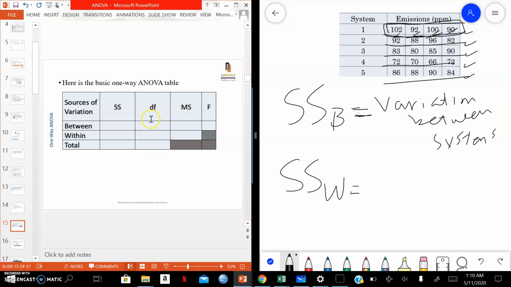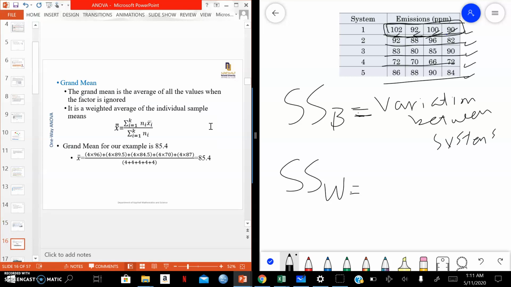Then after computing these 2, you divide the sum of squares between by its degrees of freedom to get the mean square, MS. So just divide this by this, you get the MS. And again, for SS within, you divide it by its degrees of freedom, you get MS within. So when you have this MS between and MS within, you can find the test statistic, which is the F value.